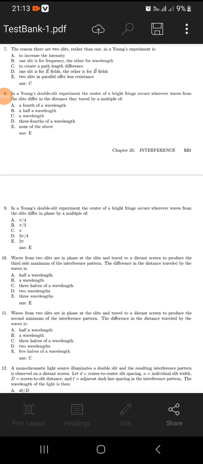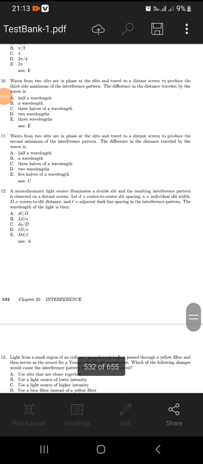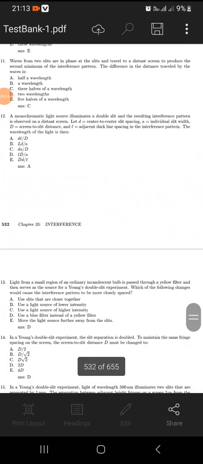Waves from 2 slits are in phase at the slits and travel to a distant screen to produce the third side maximum of the interference pattern. The difference in the distance traveled by the waves is 3 wavelengths. Waves from 2 slits are in phase at the slits and travel to a distant screen to produce the second minimum of the interference pattern. The difference in the distance traveled by the waves is 3 halves of a wavelength.